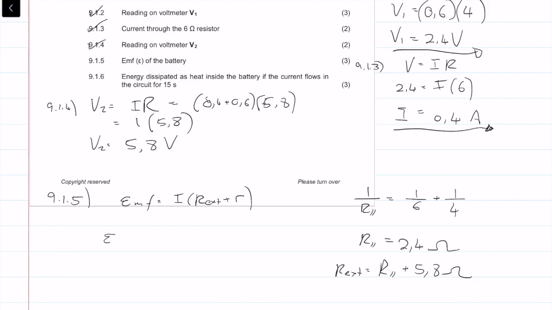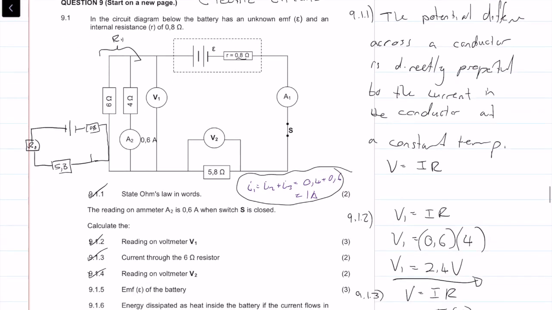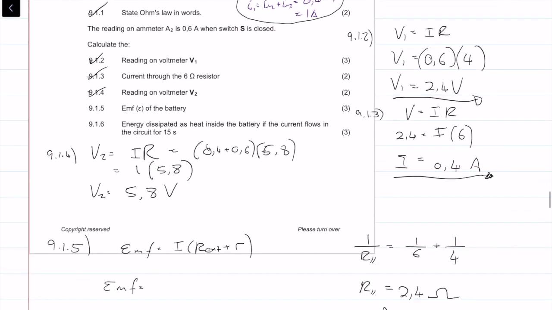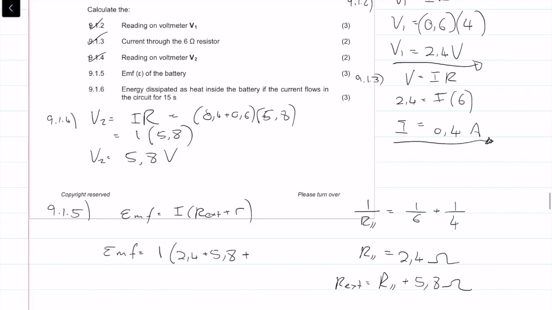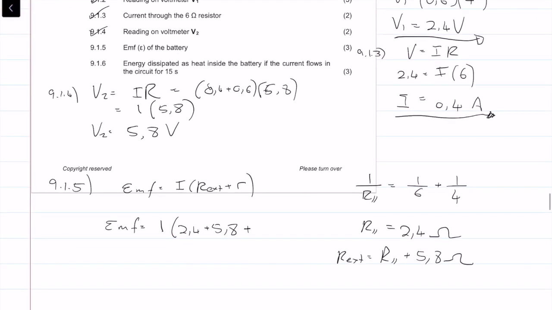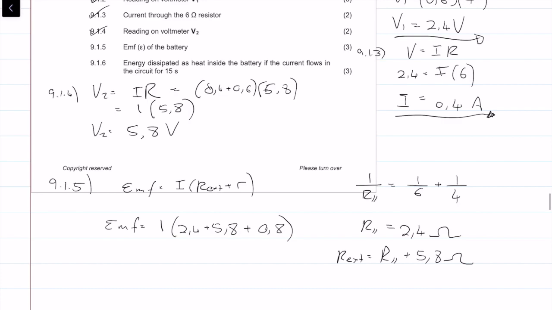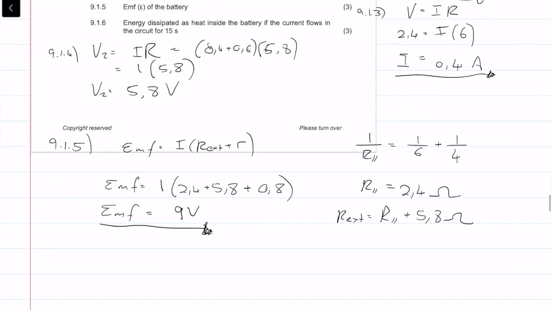The EMF is equal to our I through the external circuit, which was 1 ohm, times R parallel, which was 2,4, plus our 5,8, which gives us our total R external, plus our small r, which was 0,8. If we solve this, we get that the EMF is equal to 9 volts. And that's our final solution. We get 3 marks for that.